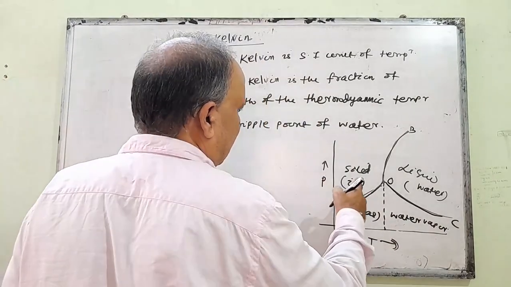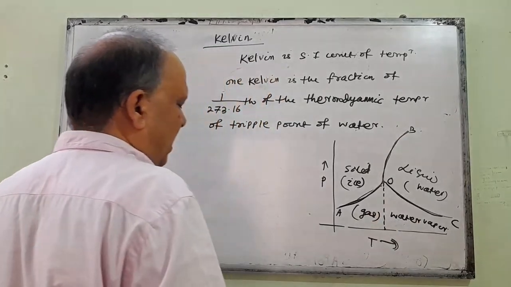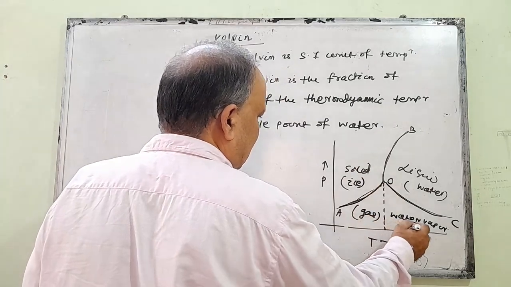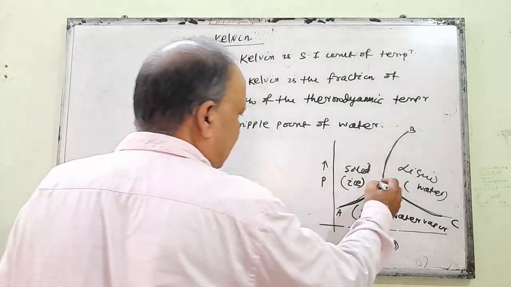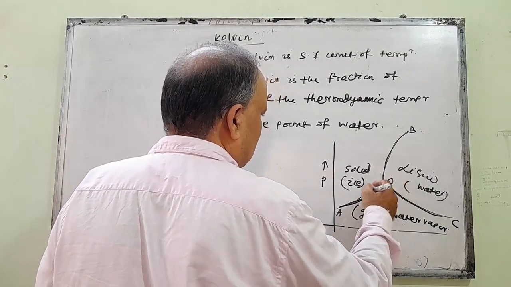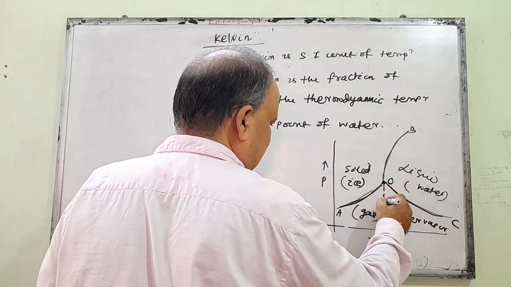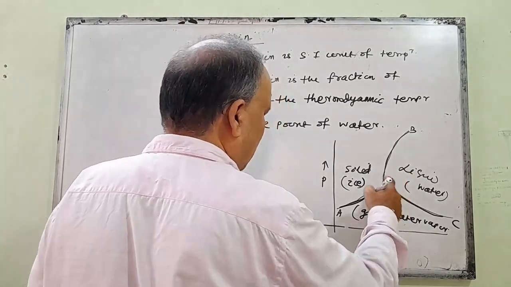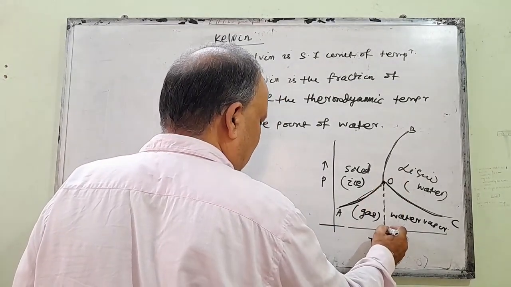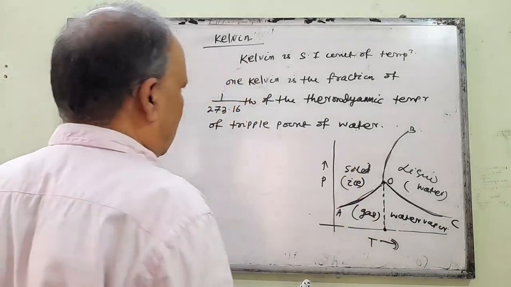When ice is heated, we get liquid. When a liquid is heated, we get water vapor. And in some cases, when a solid is heated, we directly get water vapor. There is a particular state at which solid ice, water and water vapor coexist, and that point is called the triple point of water, corresponding to this temperature.